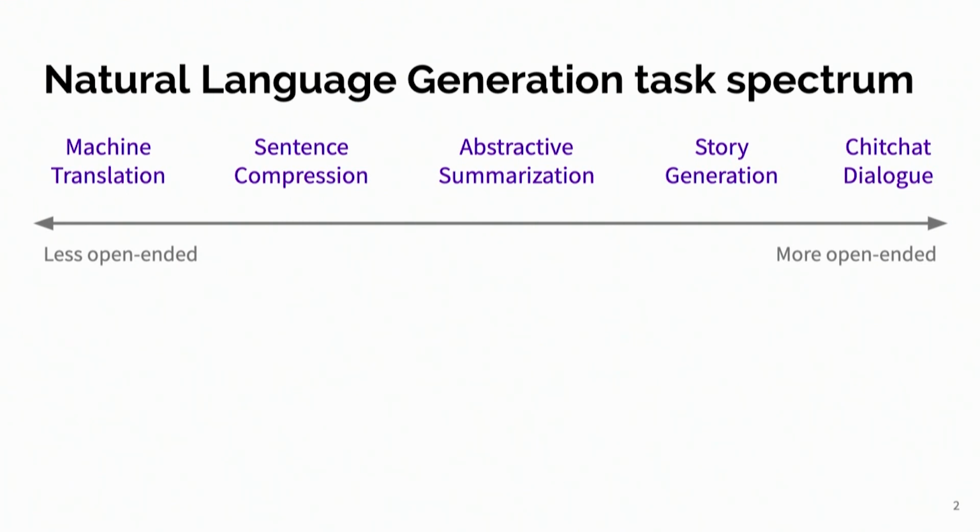When I say open-ended, I mean that with machine translation, there's only so many ways you can, in a valid way, translate the given sentence. Whereas with dialogue, there is a much, much larger space of things that you could say that would be a valid response.